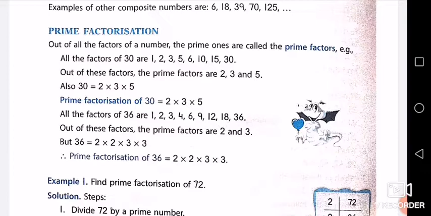Out of all the factors of a number, the prime ones are called the prime factors. Example, all the factors of 30 are 1, 2, 3, 5, 6, 10, 15 and 30. Out of these factors, the prime factors are 2, 3 and 5. And when we multiply these 2, 3 and 5, we will get 30. 5 threes are 15, into 2, 30. Now we can say that the prime factorization of 30 is 2 multiplied by 3 multiplied by 5.